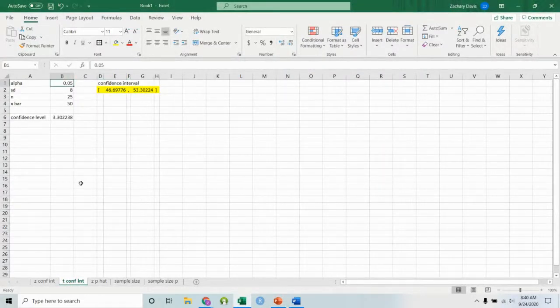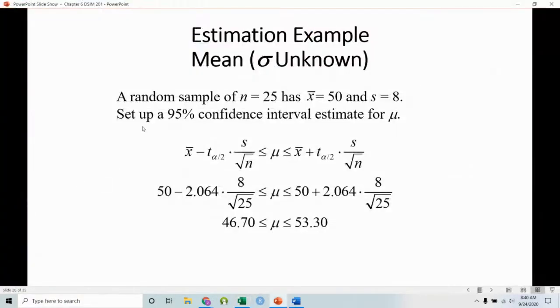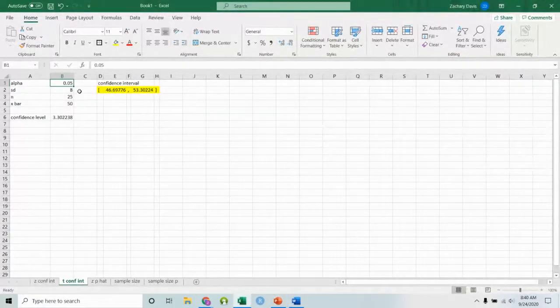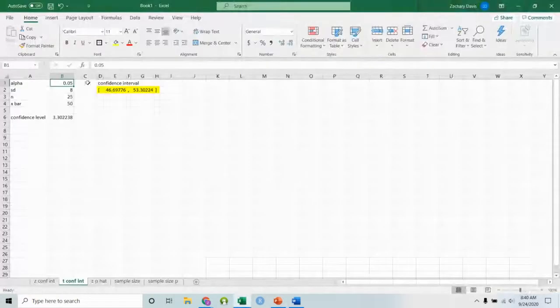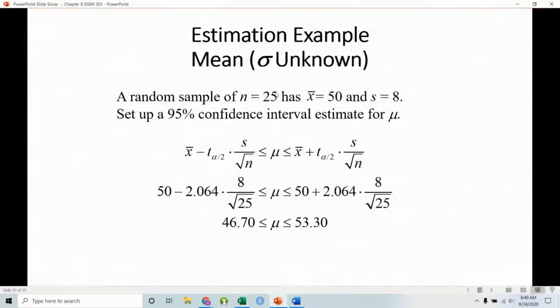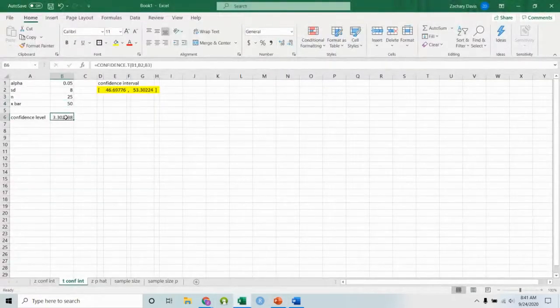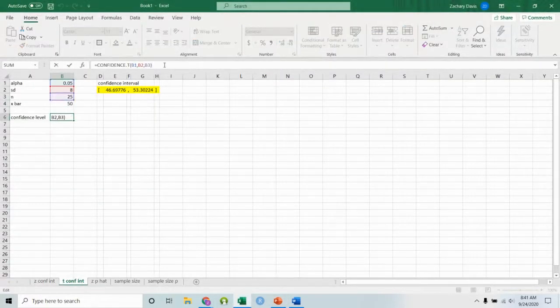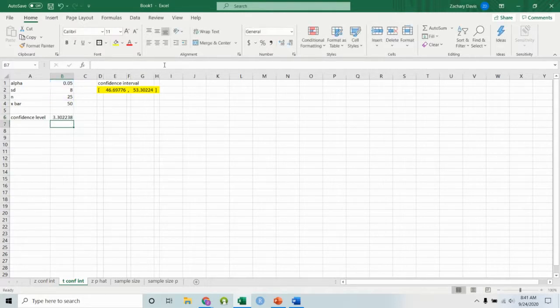Let's see. So alpha, we were interested in 95%, so 1 minus 0.95 is 0.05, so it's 5%. We have a standard deviation of 8, a sample size of 25, and we're interested in this X bar sample mean of 50. So the only difference to our formula is confidence.t to adjust for our lower sample size. Since we don't have a sample size of 30 or higher, we have to use this other function.